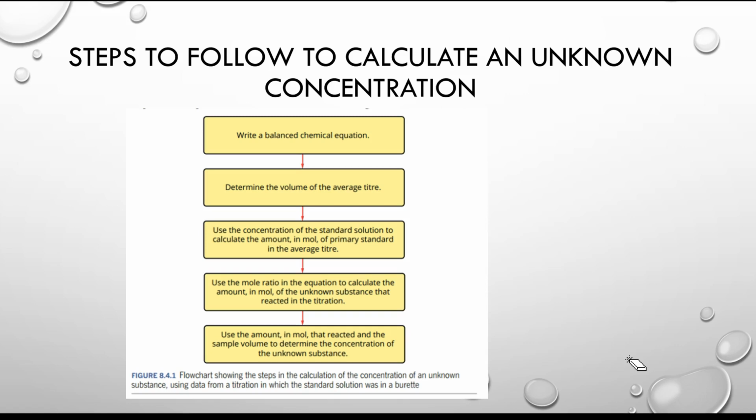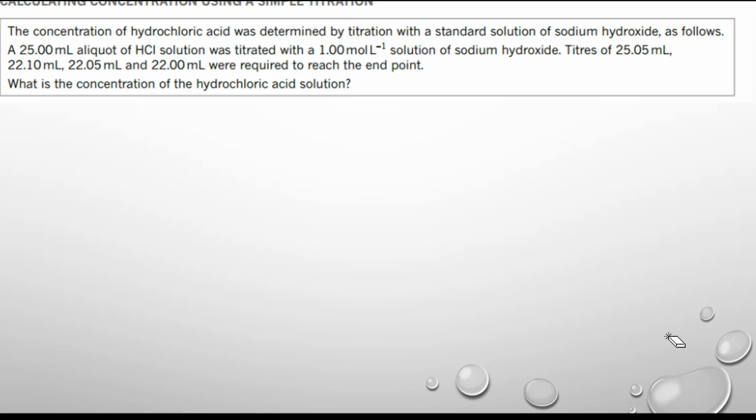You're then going to use the concentration of the standard solution, the one that you know the concentration of, to calculate the amount in moles. So this is the mole ratio we're talking about. Now, using that mole ratio, we're going to look at the equation again, and therefore we'll be able to see how many moles of the unknown should have reacted in that titration. And again, using this combined with the volume that we already know that was in the conical flask, we can determine the unknown concentration. So let's have a go at a couple of practical examples.